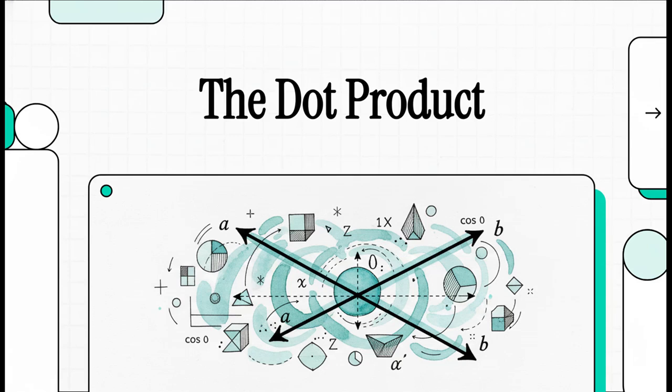All right, today we're going to break down a concept that you'll see pretty much everywhere, from physics to computer graphics. It's called the dot product, and it's a surprisingly simple but really powerful way to understand the relationship between two vectors. So let's just dive right in.